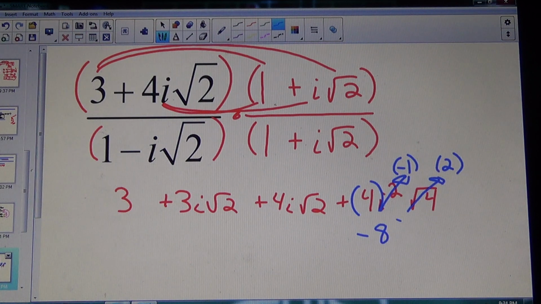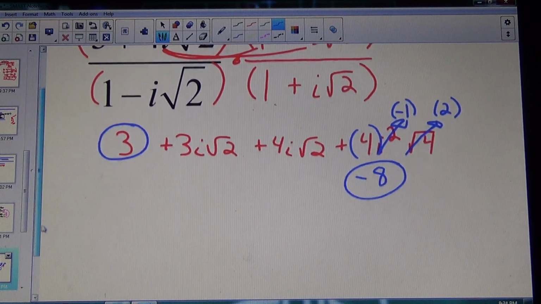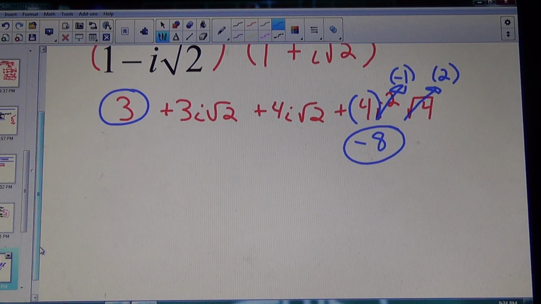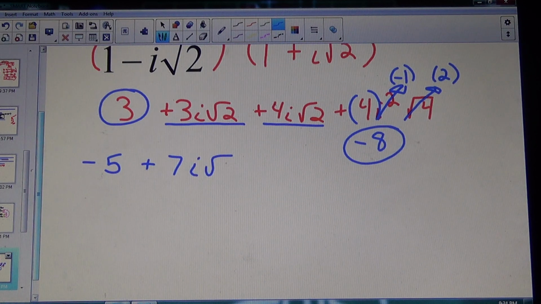So I have a negative 8 here, but what do I have up here? Are those like terms? Yes, they are. So I'd have a negative 5. Okay, and then I got this guy and this guy. Those are like terms, so let's add them. 3 plus 4 is 7, so 7i square root 2. That's the top of my fraction.